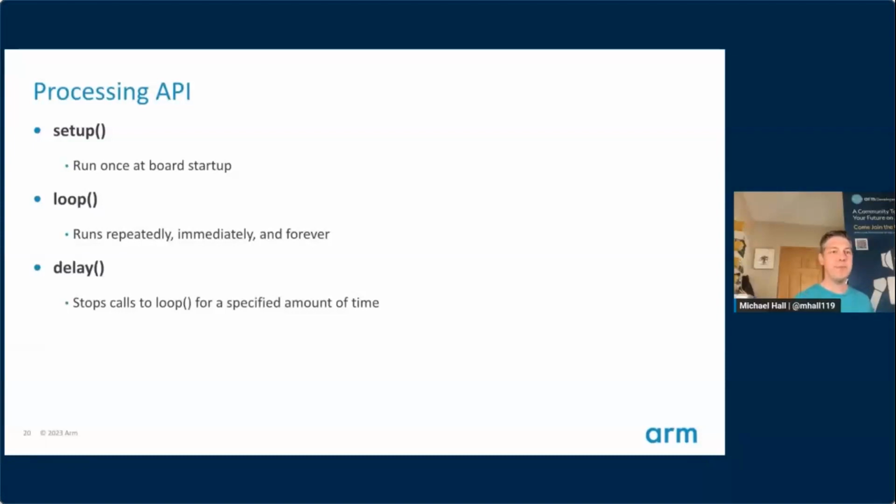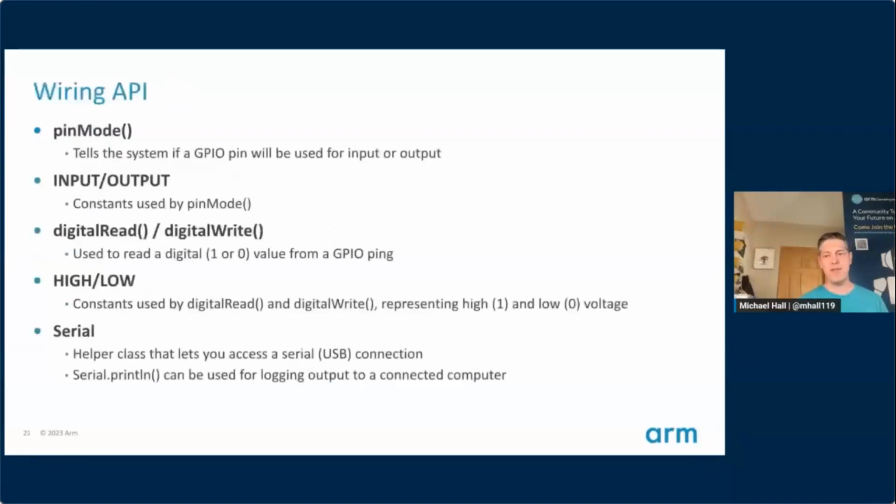Now, from the wiring API, you've got all of the functions that let you interact with the pins on your device. So pinMode tells the underlying system whether or not a pin is going to be used for reading data or for writing data. You can only do one at a time per GPIO pin, so you have to specify what you're going to do. It also provides constants for that function. So if you're going to be reading data from it, you're going to tell it that by using that INPUT constant. And if you're going to be writing data to it, you're going to use that OUTPUT constant. It also provides you functions for reading and writing those pins, so for reading and writing digital values from them.